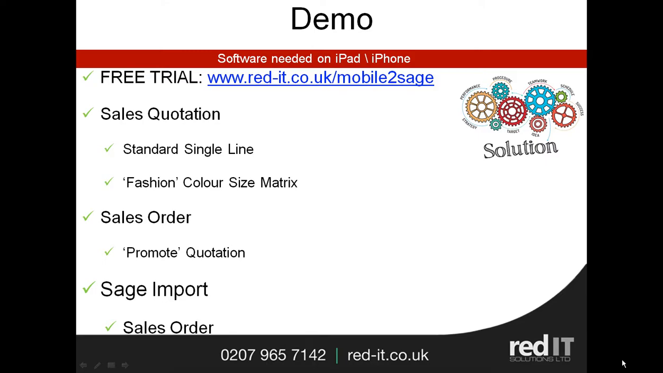So in this demo, what I'm going to do is create a sales quote, and I'm going to do the standard Sage version where you select a single product. But I'll also show you an add-on module, which is the fashion color size matrix module, which then allows you to put multiple selections in one go. I'll then promote that quotation to a sales order, and then I'll import that order into Sage. So let's have a look at it in action.